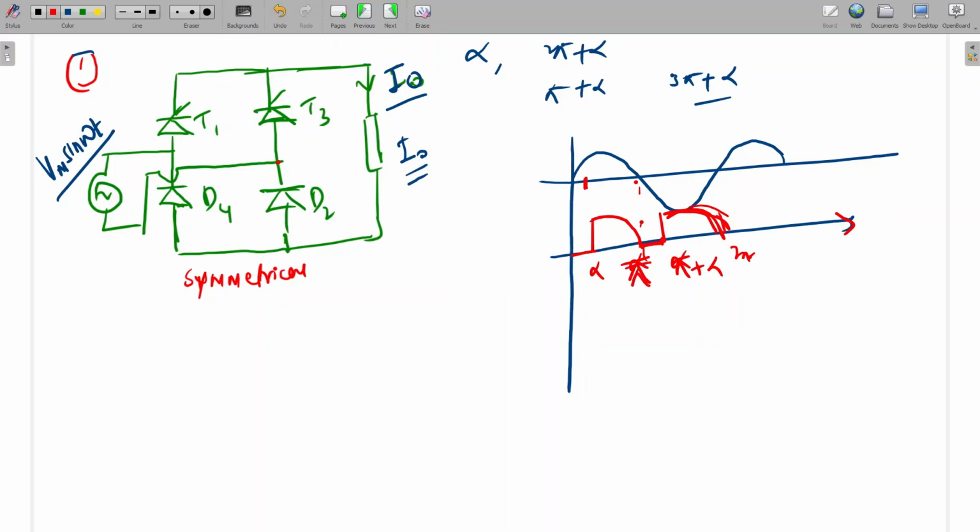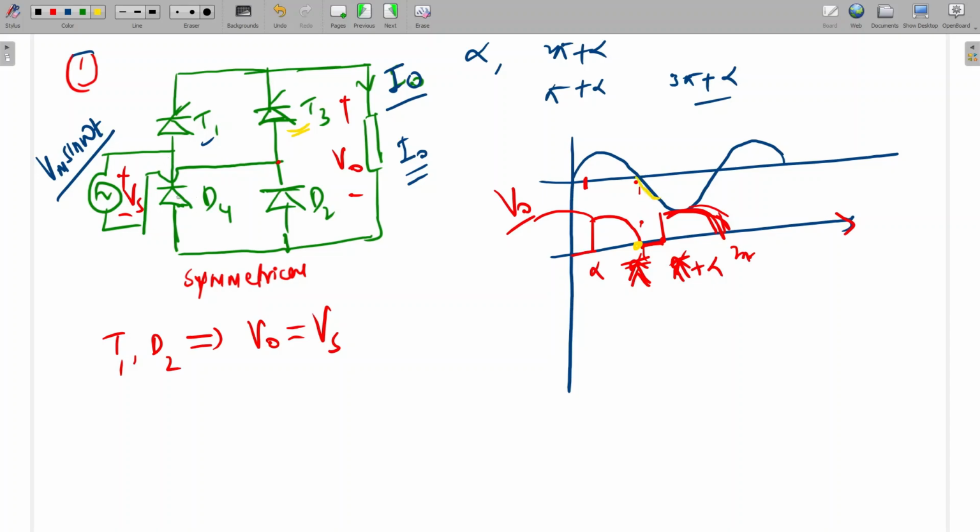Is it clear, or should I explain again? The Vo waveform, I will explain once more. We are firing T1 at alpha, so T1 and D2 will conduct. When T1 and D2 conduct, Vo will be equal to Vs. Here at pi, what will happen? We are firing T3 at pi plus alpha, but the source voltage is becoming negative here.